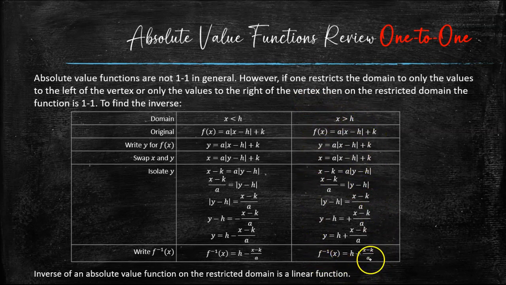So for the right side, it's going to be this line with the slope 1 over a, and for the left side, it's going to be this line with the slope negative 1 over a, which is the opposite of that one, which kind of makes sense. So once again, the absolute value functions are not one-to-one, but each of its branches has an inverse because each of its branches is one-to-one.